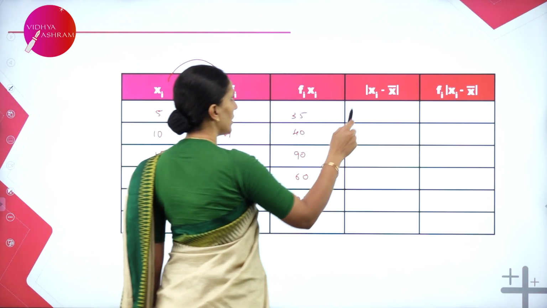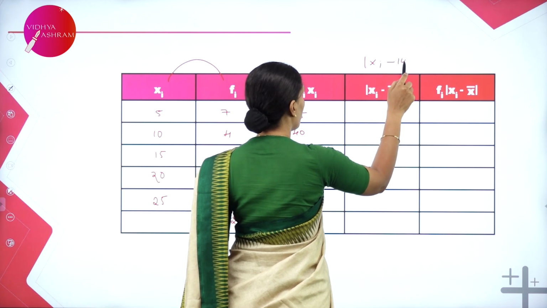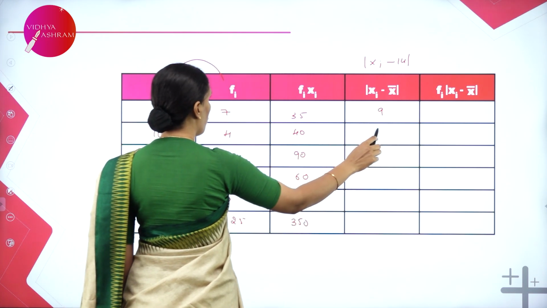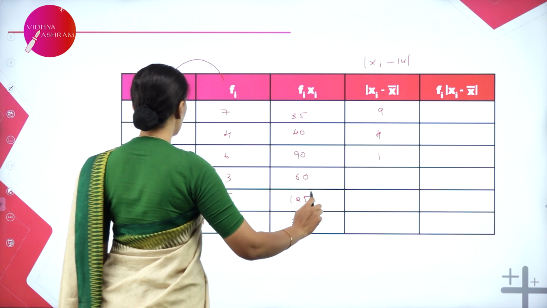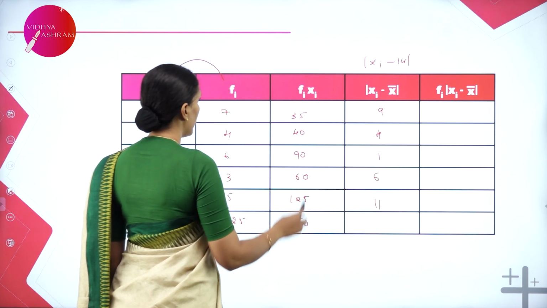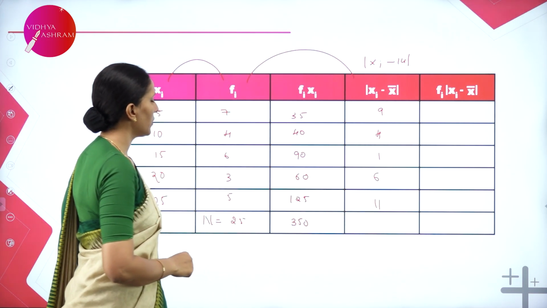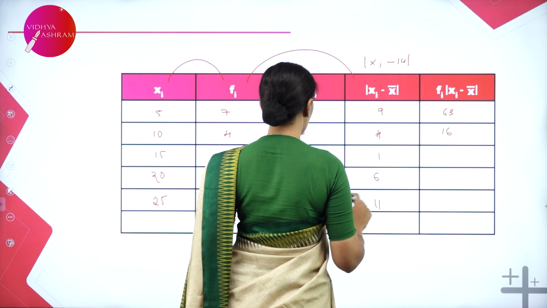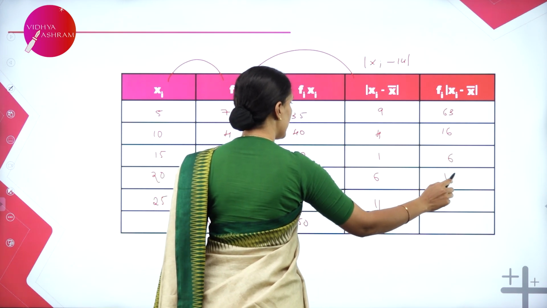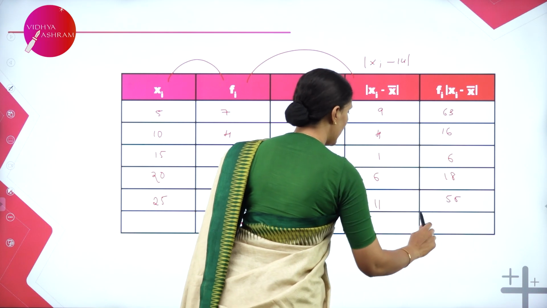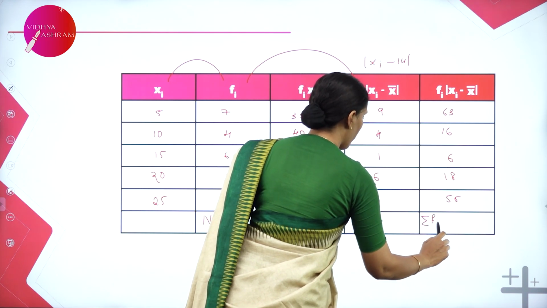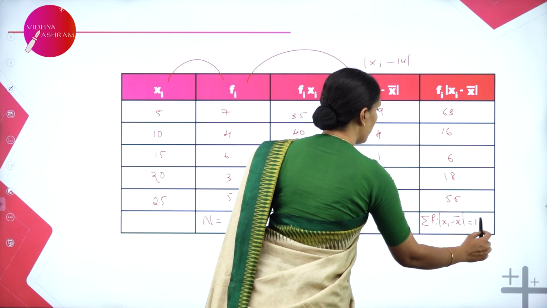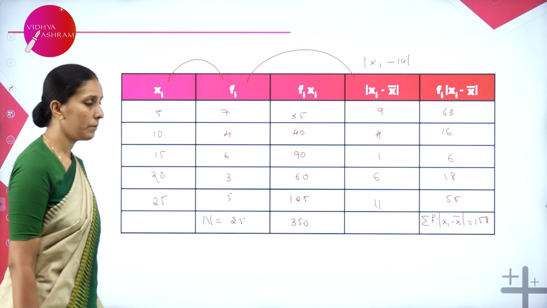So take the deviation here, that is xi minus 14. So 5 minus 14, we have 9, 4, 1, 6, 11. Next, multiply these two columns, fi into xi minus x bar: 63, 16, 6, 18, 55. Then take the summation, that is summation of fi into modulus of xi minus x bar. So this is equal to 158. Now calculate the mean deviation.